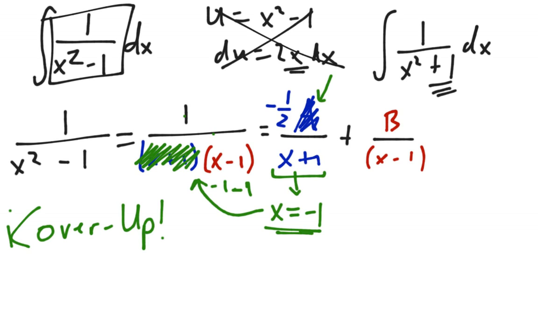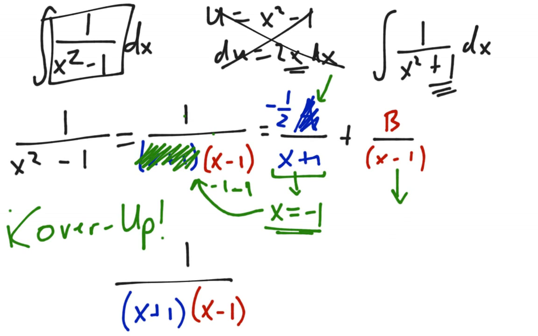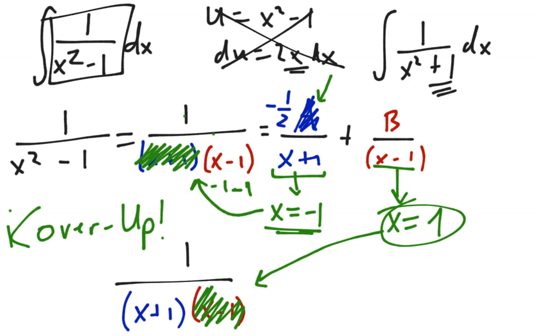For b, you're going to do the exact same thing. Let me rewrite the original fraction so we have it. For b, the x value we're going to pick is positive 1, because that's what makes the bottom 0. We go over to our original fraction, cover up the x minus 1, and plug in x equals 1. We get 1 divided by 1 plus 1, which is 1/2, therefore b is positive 1/2. Great.